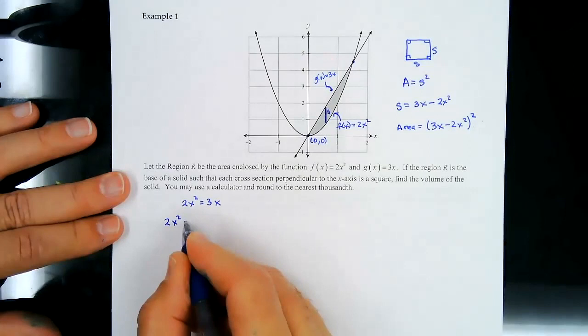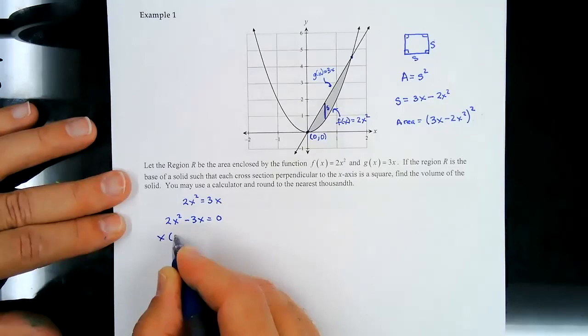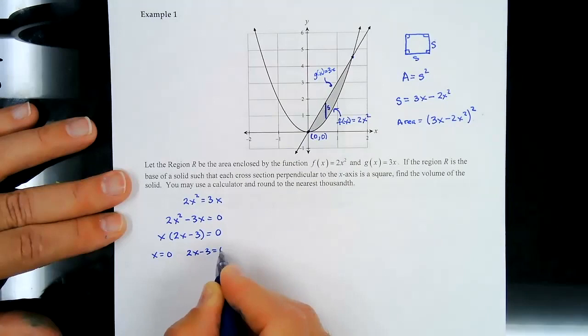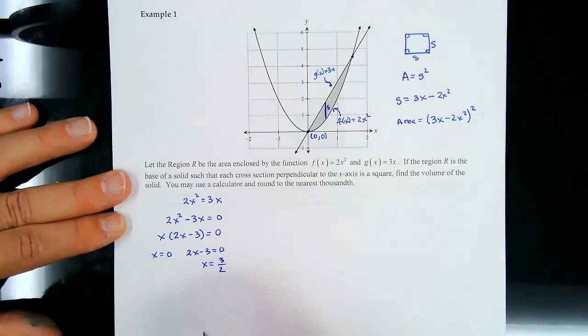We can factor out an x and we'd be left with 2x minus 3 equals 0. So that'd be x equals 0. And this one would be 2x minus 3 equals 0, which, add 3 and divide by 2, we get x is equal to 3/2. So this point is 0, 0. This point has an x coordinate of 3/2.